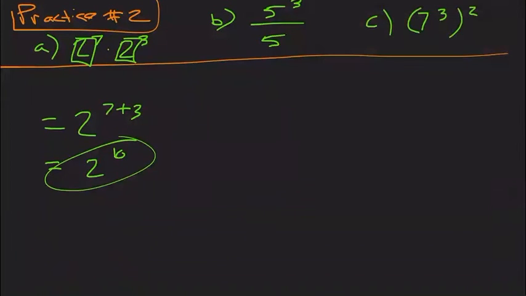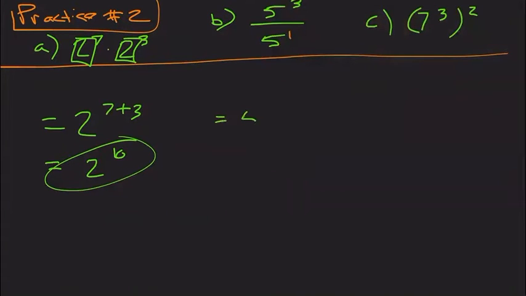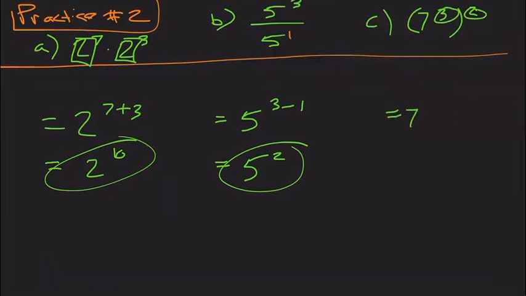Now, a second one, letter B. For this one, you want to remember that if there's no exponent, it's technically a 1. So here we can do 5 to the 3rd minus 1, which is 5 squared. And the last one, power property, we have a power raised to a power, so multiply them. And we get 7 to the 6th power.